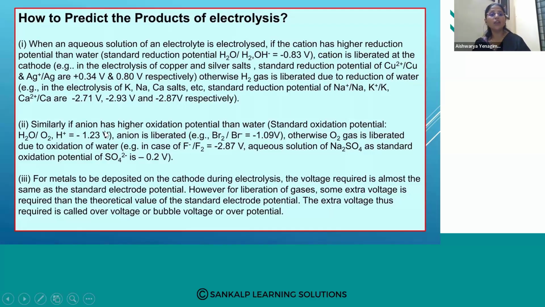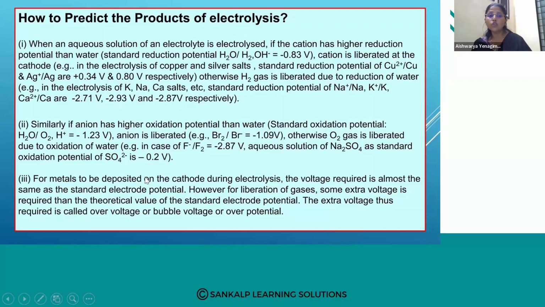Similarly, if the anion has higher oxidation potential than water, this you might have recalled. We have seen in one of the examples when we were talking about E cell and all. More stable ion will be formed. It will not allow it to go into that particular state itself. We have discussed that when we were discussing reduction potentials. So in case of oxidation potential, O2 gas is liberated due to oxidation of water.